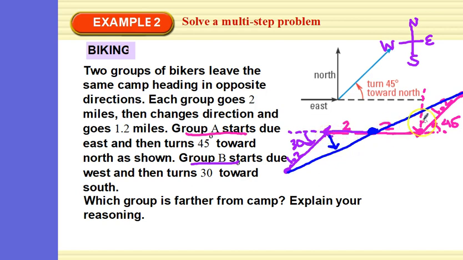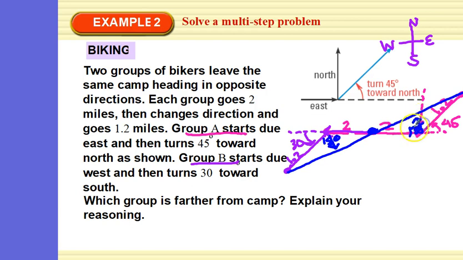This distance is across from this angle. This distance is across from this angle. What are these angles? This is a linear pair. 180 minus 30 is 150, right? So you have 150 degrees versus 180 minus 45. Anybody? 180 minus 45?